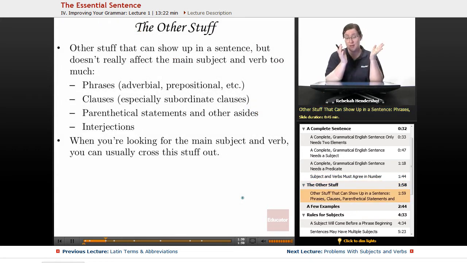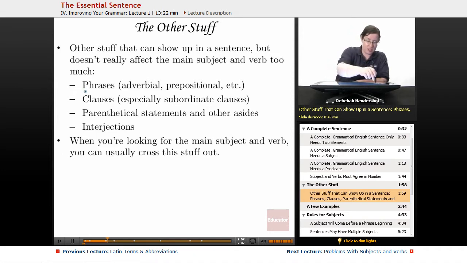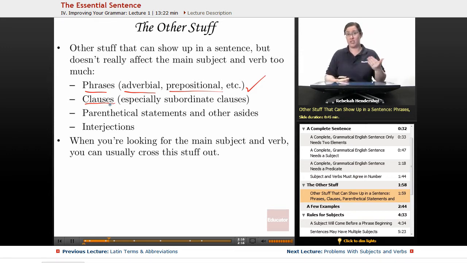Alright. Other stuff that shows up in English sentences. Other stuff that can show up in a sentence but doesn't really affect the main subject and verb too much includes phrases. That includes adverbial phrases, prepositional phrases, and so on. Clauses, which are a phrase is a group of words. A clause is a group of words that contains its own subject and verb, and we have entire lessons on those. Subordinate clauses tend to pop up in this sort of thing.